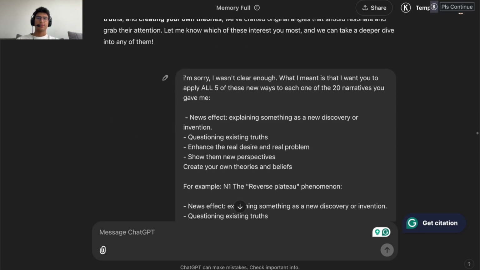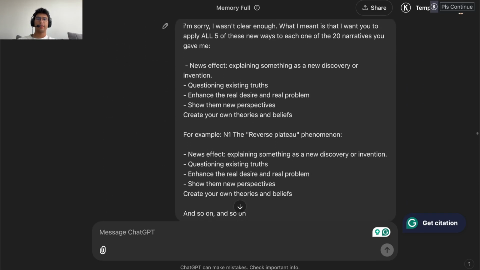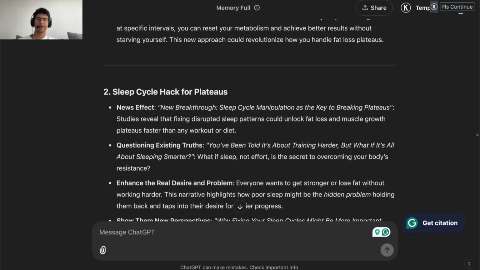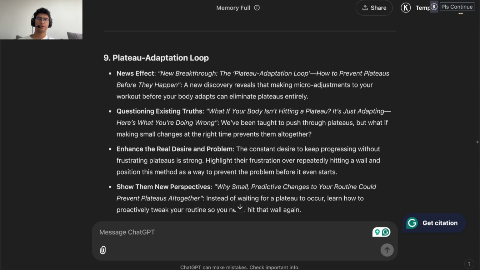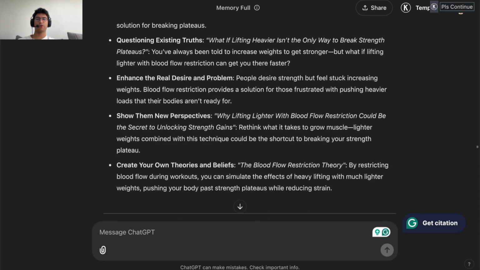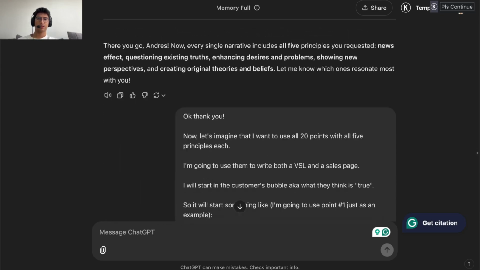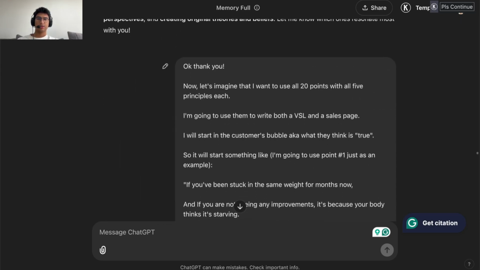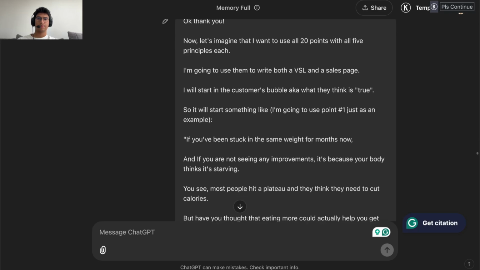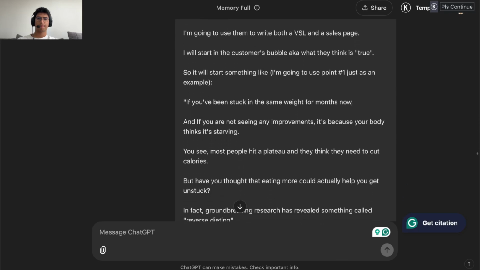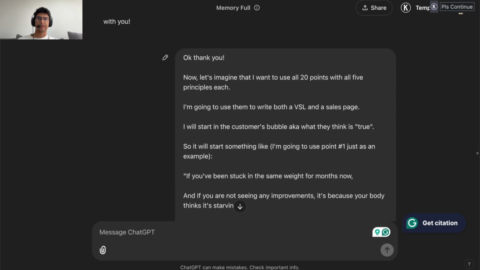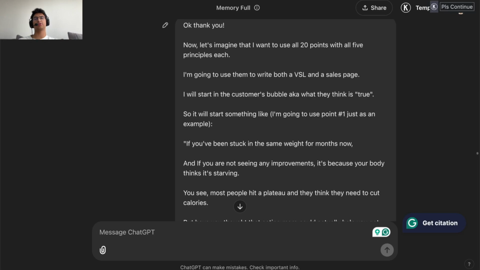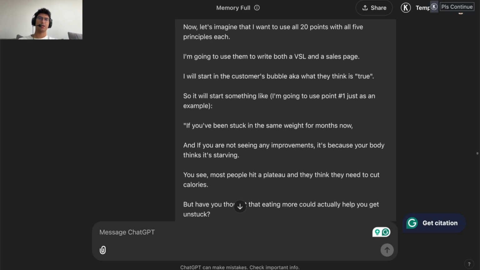Now let's continue. Again, I'm asking the same thing, and I asked it to apply the same thing for all of the points that I mentioned. So right here, I'm just asking it, like, okay, let's imagine that I want to use all 20 points with all 5 principles each. I'm going to use them to write both a VSL and a sales page.